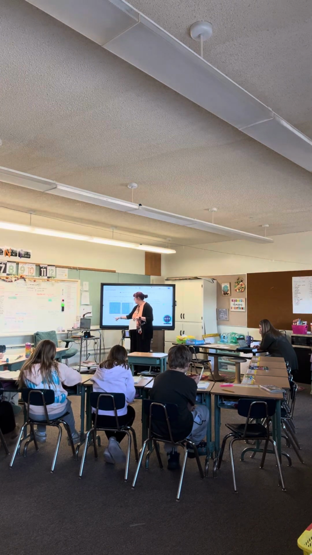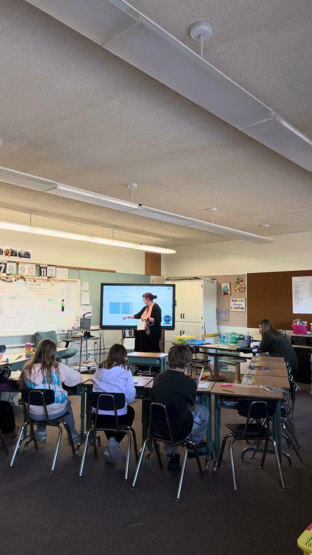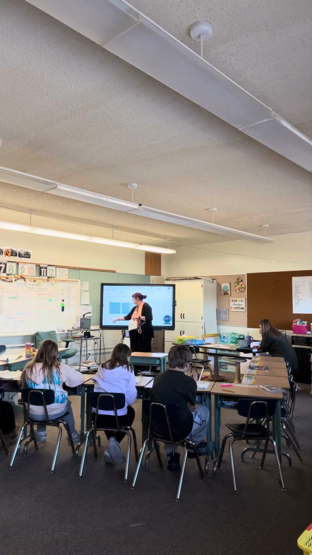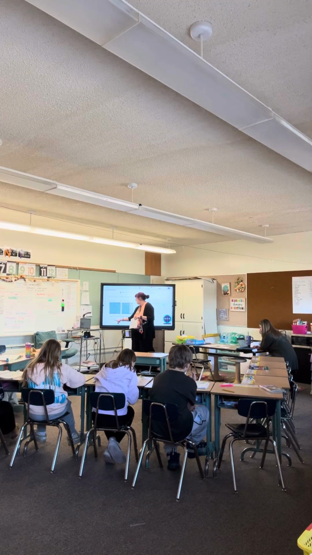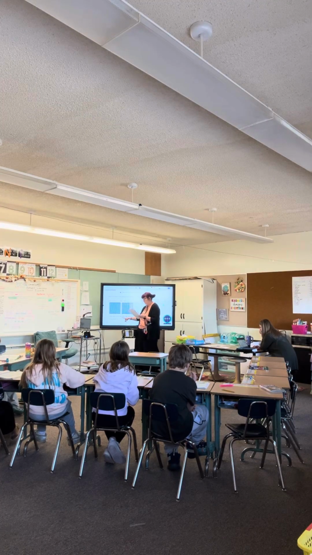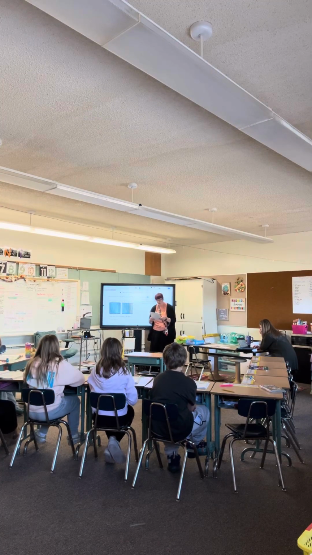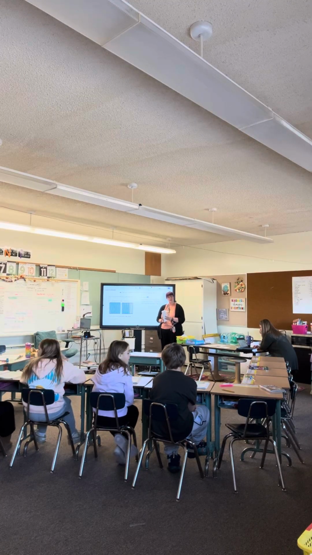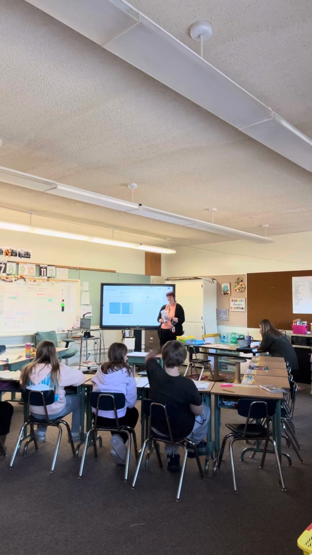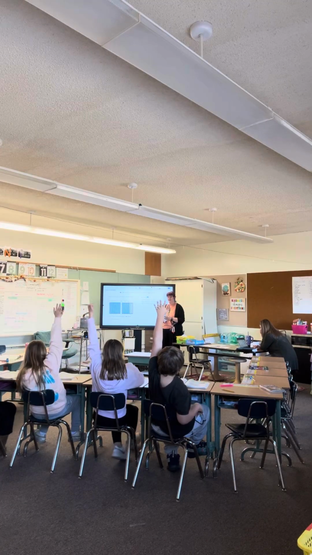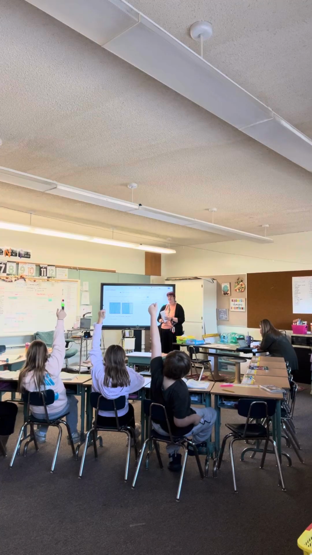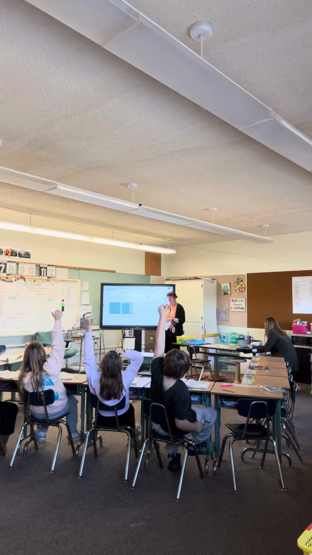1.7 is a type of number called a decimal. 1.7 is equivalent to 1 7/10. I want you to turn and talk. What does equivalent mean? Equal. What does equivalent mean? Give me a thumbs up when you're ready. Make it super simple on yourself.